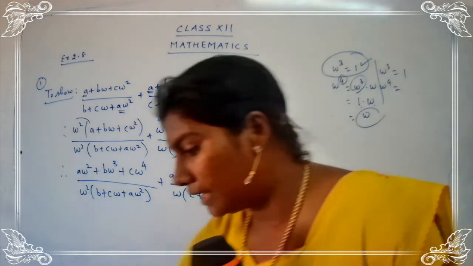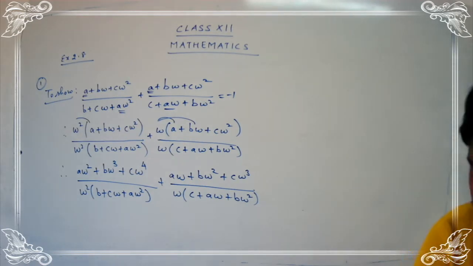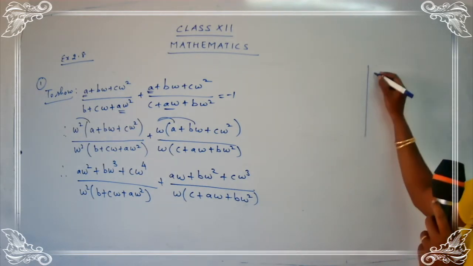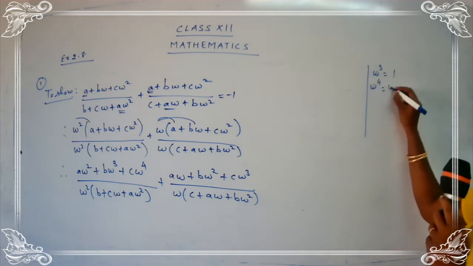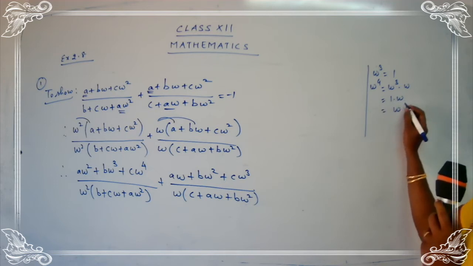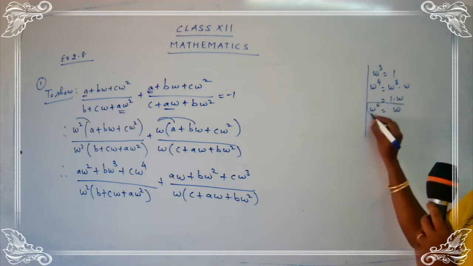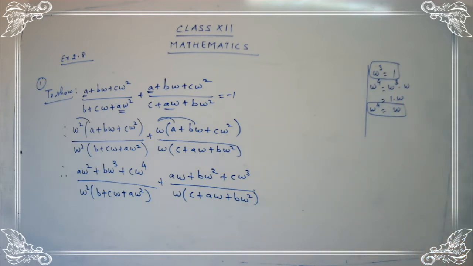I just want you to take down the step in the rough part. So you are going to write down the explanation over here. Put here omega cube is 1. So omega raised to 4 is omega cube into omega. So 1 into omega is omega. Just write down these two values children because you have to know how you get this value. Just put this in the rough part.